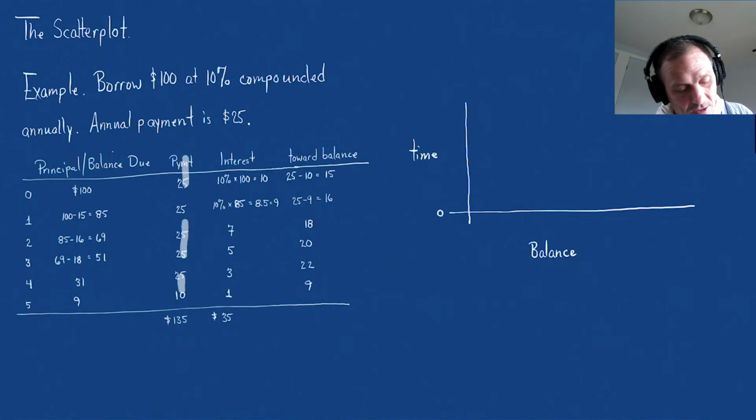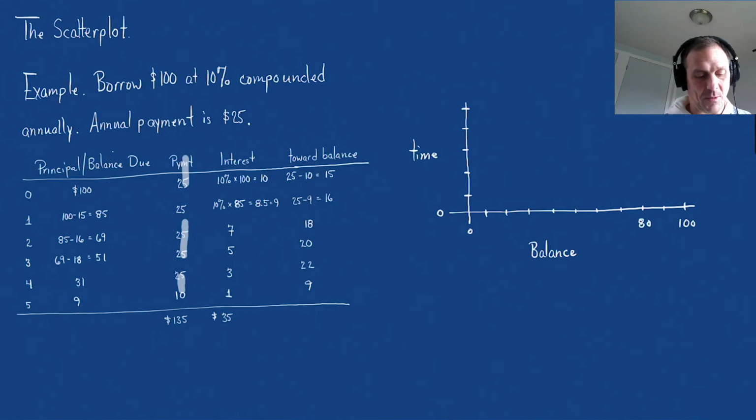So we're going to start here at 0, and then we can go up to 1, 2, 3, 4, and 5 years. Our balance also ended at 0, but we started all the way at $100. So 1, 2, 3, 4, 5, 6, 7, 8, 9, and 10. So here's $100, here's 80, and so on. We'll add these as we need them.